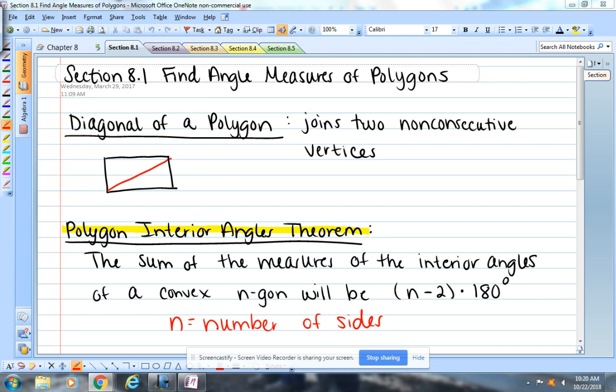In chapter 8, we're going to talk about different polygons. And y'all remember a polygon is just a multiple-sided figure. What's the smallest polygon you can have? A triangle, because you have to have at least 3 sides to connect together, okay? So triangles are our smallest polygons.